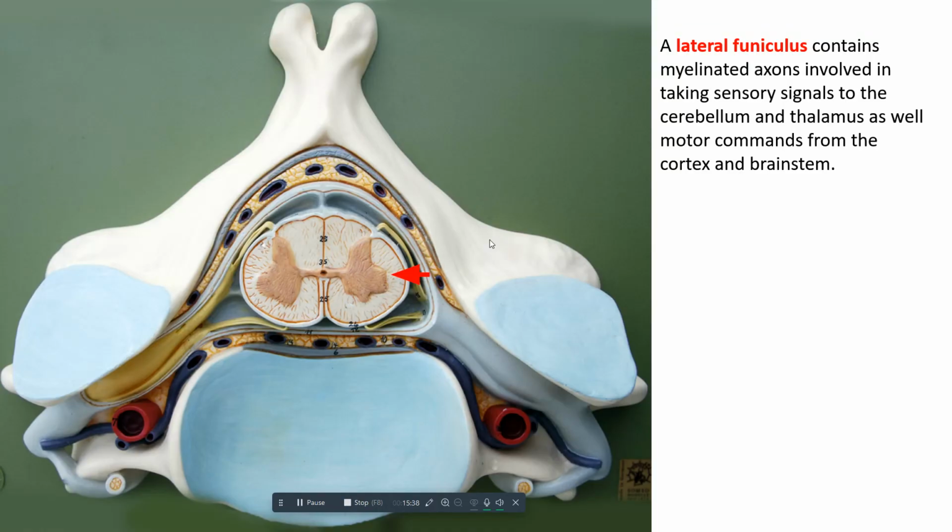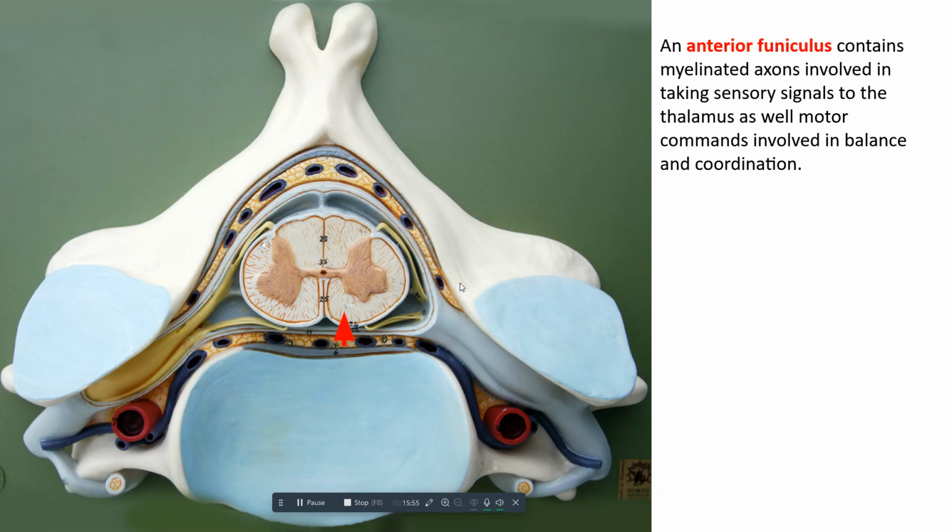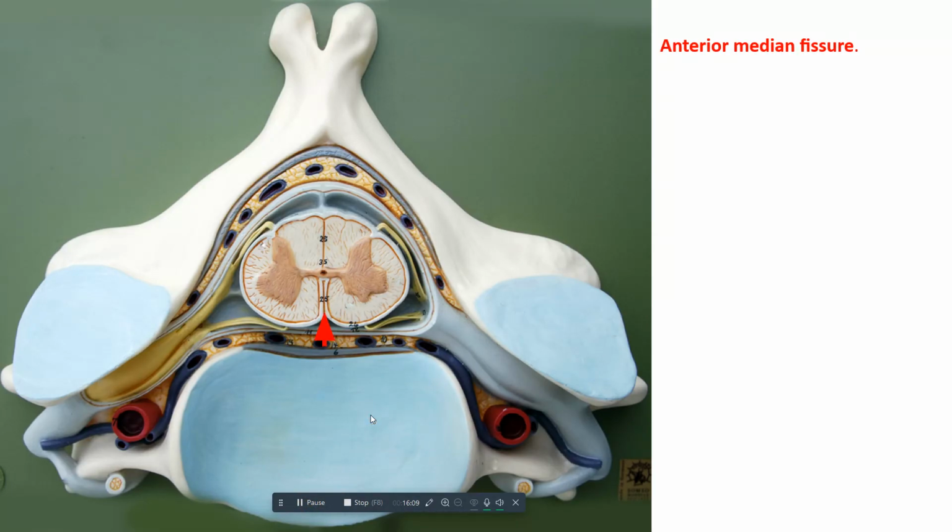On the side of the white matter, we've got lateral funiculi, taking a combo of sensory signals up as well as motor commands down. And so if we have posterior and lateral funiculi, no surprise, we are also going to have anterior funiculi. Anterior funiculi primarily taking motor commands down. Got some sensory ones coming up as well. That takes care of my white matter. I've got an anterior median fissure here as well. Remember, a fissure is deep, a sulcus is shallow.